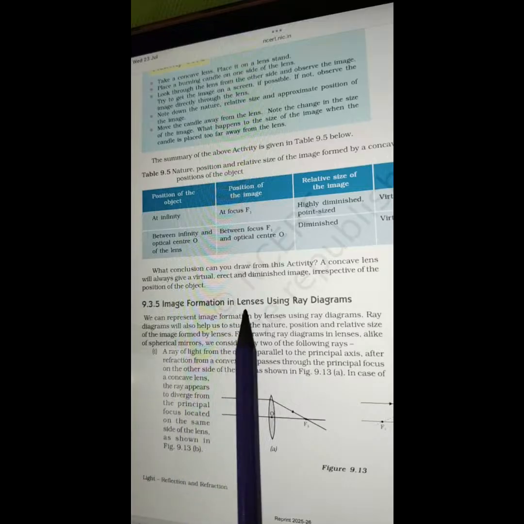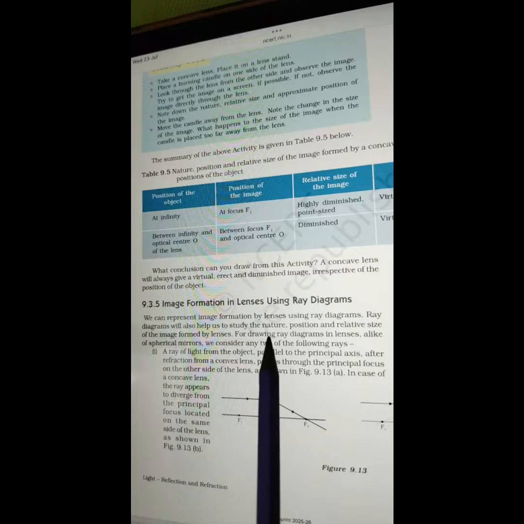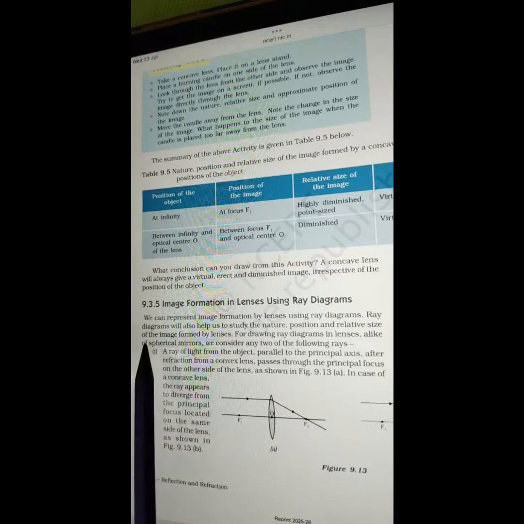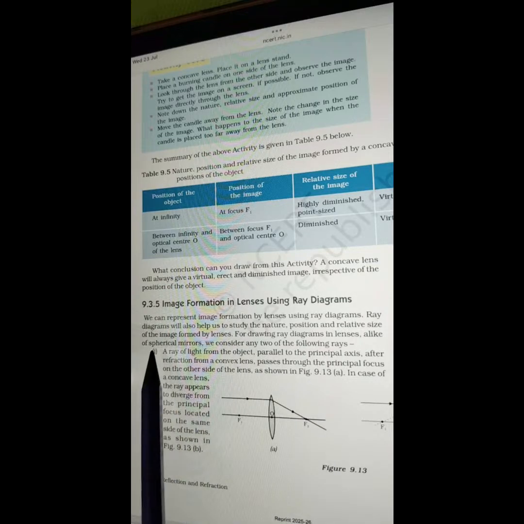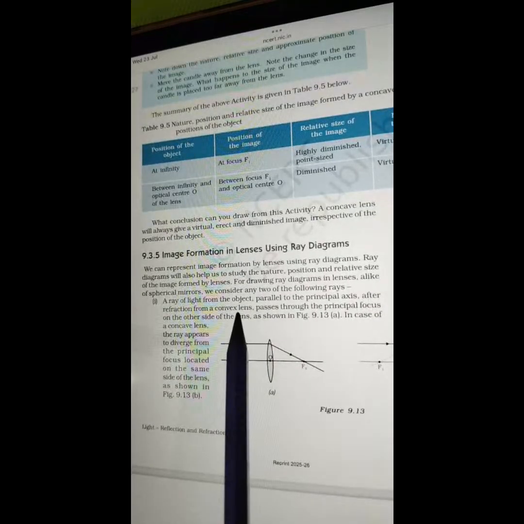9.3.5 Image formation in lenses using ray diagrams. We can represent image formation by lenses using ray diagrams. Ray diagrams will also help to study the nature, position, and relative size of the image formed by lenses. For drawing ray diagrams in lenses, as with spherical mirrors, we consider any two of the following rays.